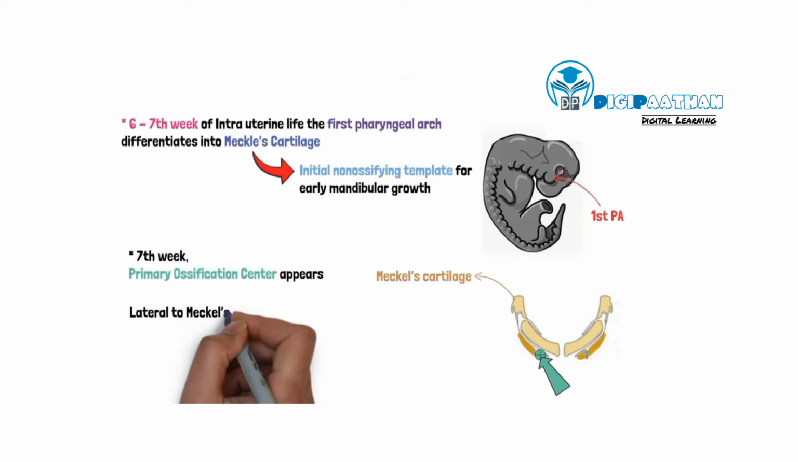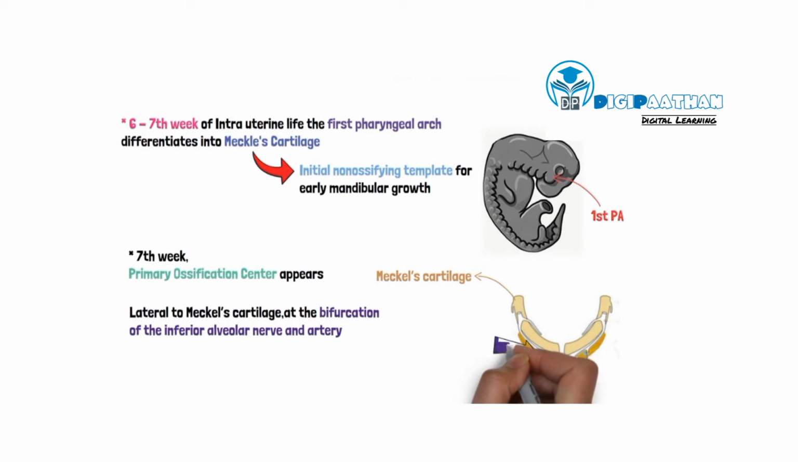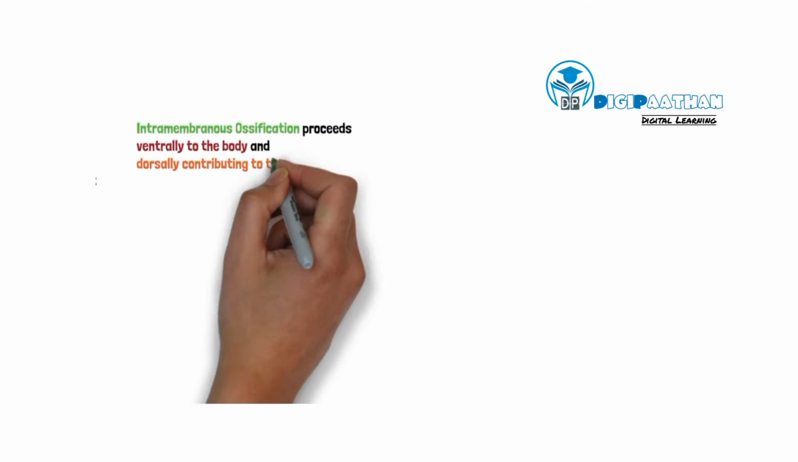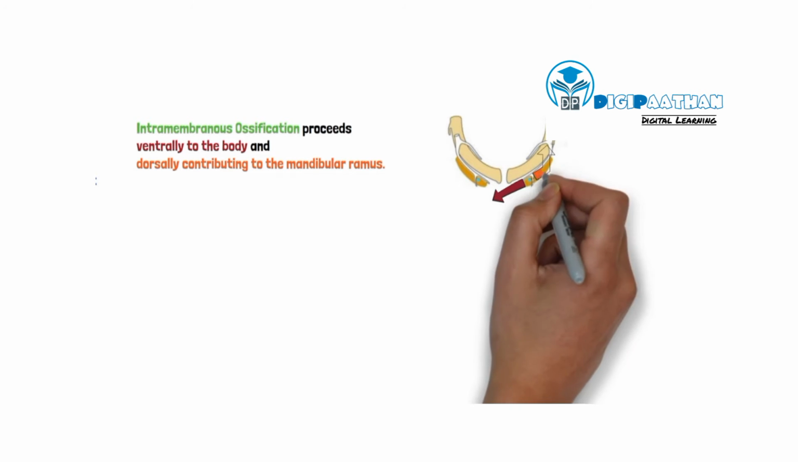Now, this primary ossification center lies lateral to the Meckel's cartilage and just at the bifurcation of the inferior alveolar nerve and artery. So the point where the inferior alveolar nerve is going to divide into the mental nerve and the incisive nerve, that is where the primary ossification center lies. Now, intramembranous ossification takes place. This proceeds ventrally to the body and dorsally, contributing to the mandibular ramus.